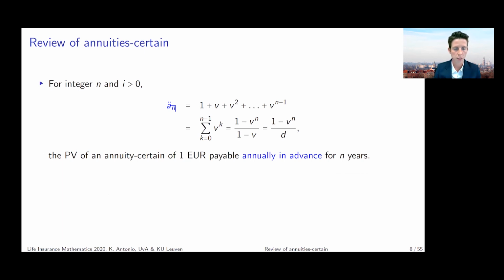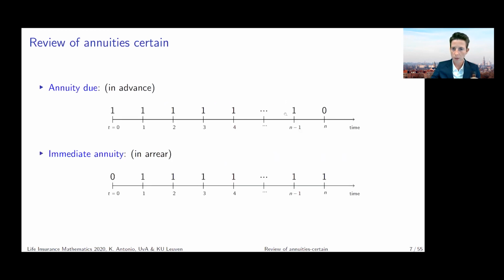So I put that here together. This is what you recognize or should recognize from empirical finance courses, etc. If we look at the symbol here for the present value of an annuity certain with a duration n, which is paid at the beginning of the year, so that's what the double dot refers to, the valuation formula for the present value becomes this expression. So that's 1 plus v plus v squared, etc., plus v to the power n minus 1. So that's exactly the setting that I had in my first timeline over here.